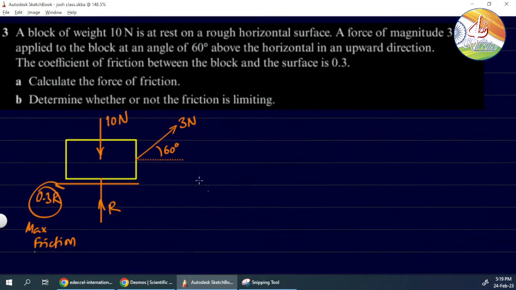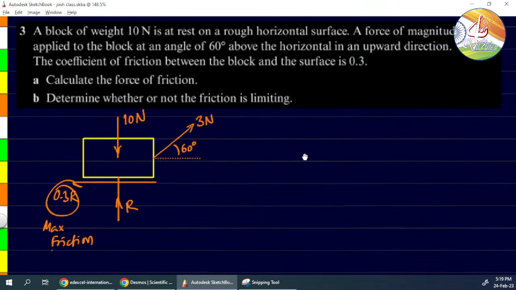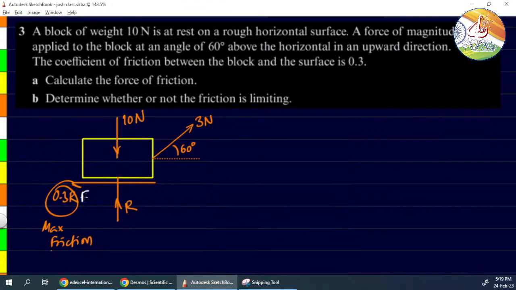So in this case we don't know whether friction is at maximum point or not, because nowhere has he said that the box is just about to start sliding. So we have to keep this as unknown. Let us call it FR.